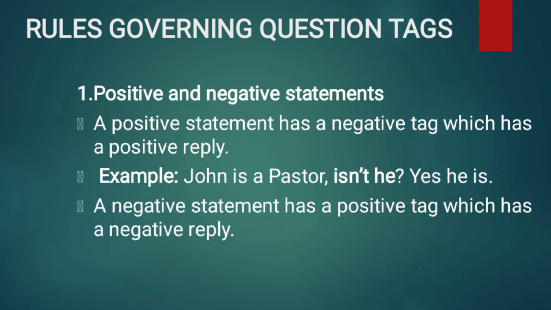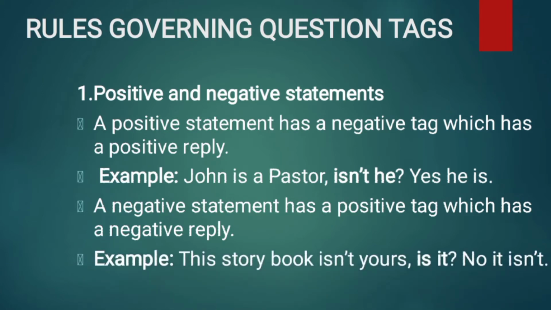A negative statement has a positive tag. So it's opposite, as I said. A negative statement has a positive tag. You need to see the word not in this statement for it to be negative. For example, this storybook isn't yours. Remember, that's just the contracted form of is not yours. Now we've just contracted it to say this storybook isn't yours.